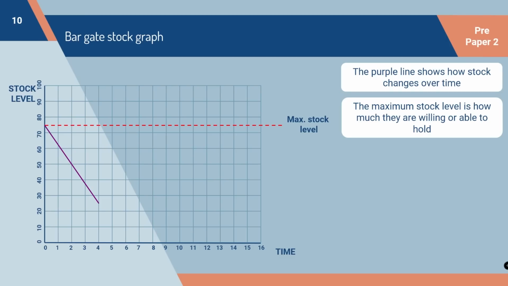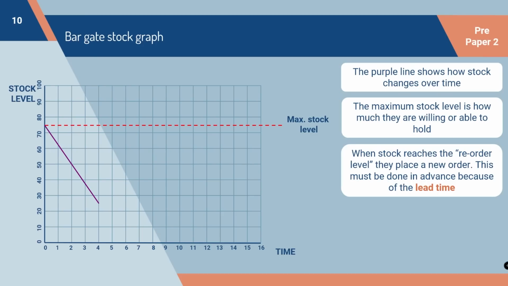Over the course of 4 days, you can see they go from 75 to 25. And then obviously they will reach this reorder level, and they will place a new order. So the reorder level is at 50. The idea here is that when they reach 50 units, they will place another order of stock. It takes a little bit of time for that to be delivered. So this bit in blue is the lead time.